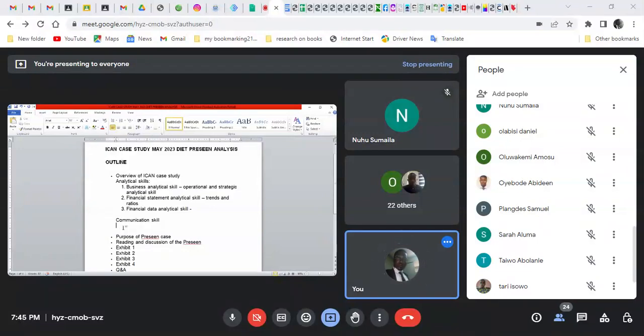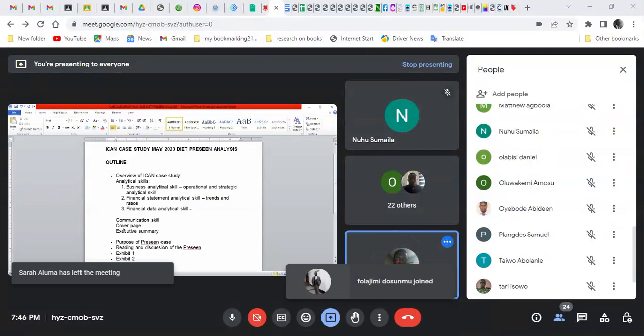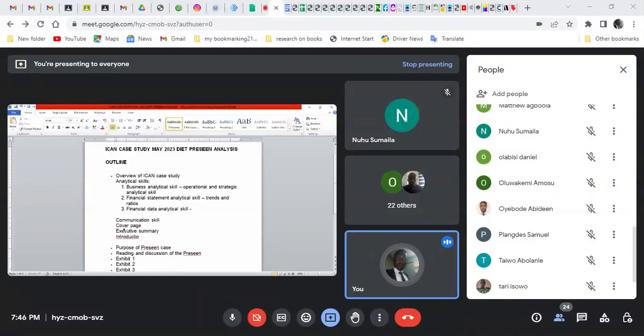So for case study, there is a format that ICAN has, as is expecting each and every one of you to present your report. So let me give you a very skeletal format of the way the report should be presented. So the report is expected to have a cover page, followed by an executive summary, then followed by an introduction, then followed by the body of the report.